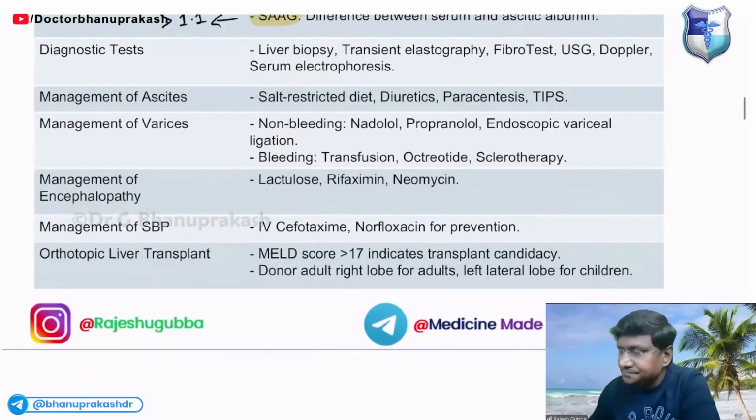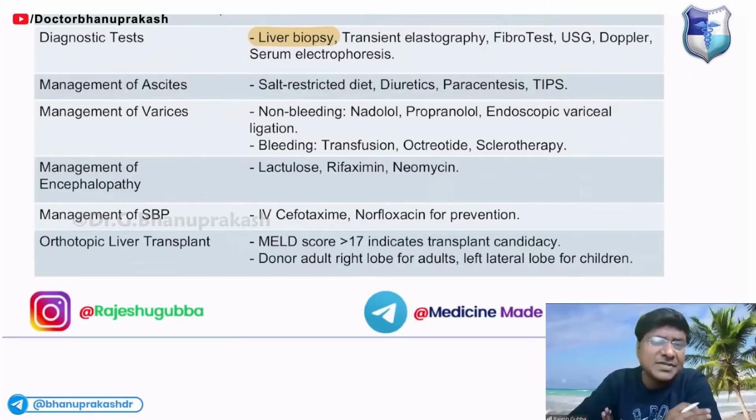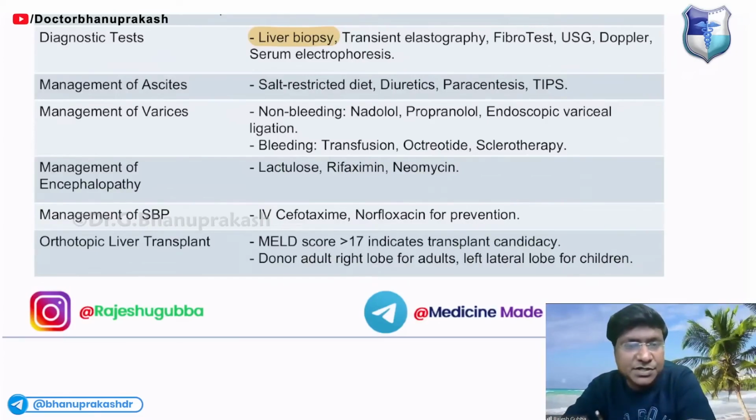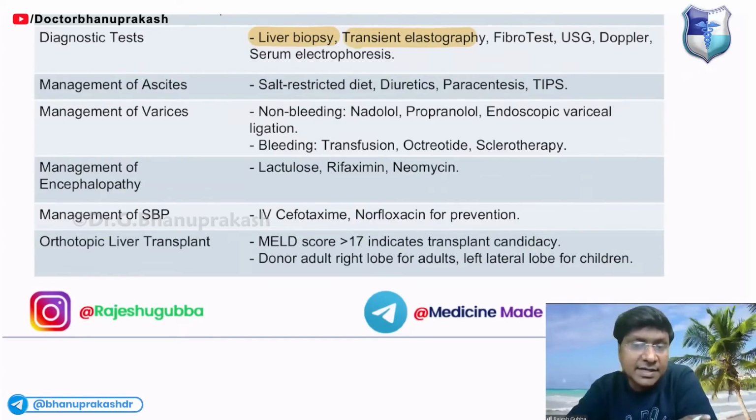Now, what are the diagnostic tests? The diagnostic test that you'll be doing is liver biopsy, which will confirm the diagnosis. But what is the problem when you are doing liver biopsy in patients with cirrhosis of liver? There is abnormal coagulometry, the PT INR is deranged in these patients. There is an excessive chance of bleeding tendencies in these patients, so you cannot do liver biopsy. In such a case, what is a non-invasive investigation? The non-invasive investigation will be transient elastography. That will tell you about the liver architecture.